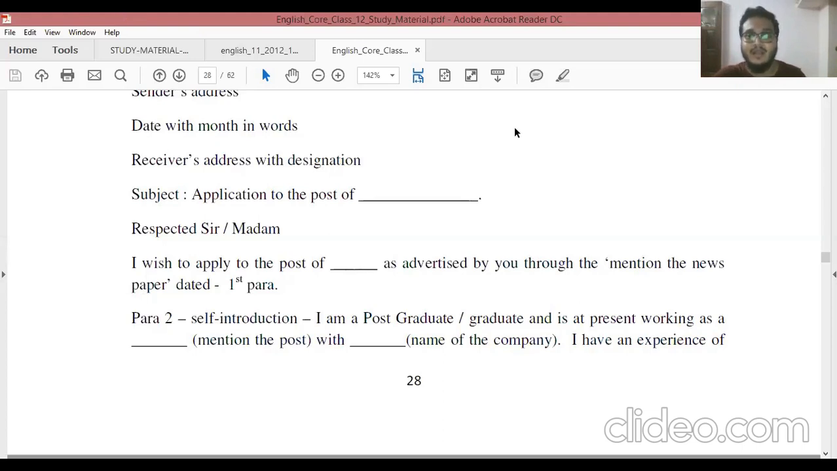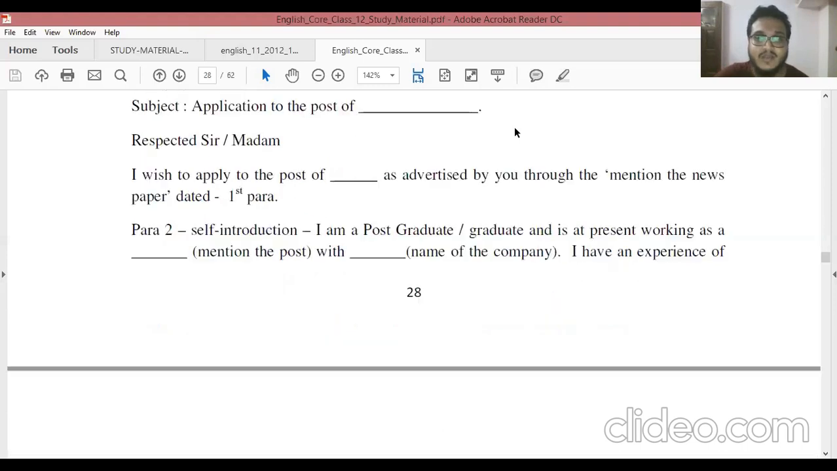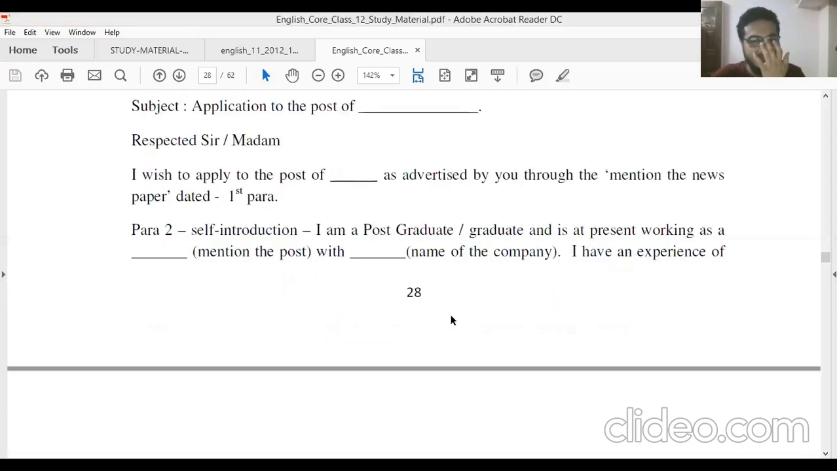Next paragraph. Yes, I'm able to see, very good. So next, let's see the next one. Self-introduction. Now you are going to give your self-introduction. Yes, very good. Now you're going to see the self-introduction.